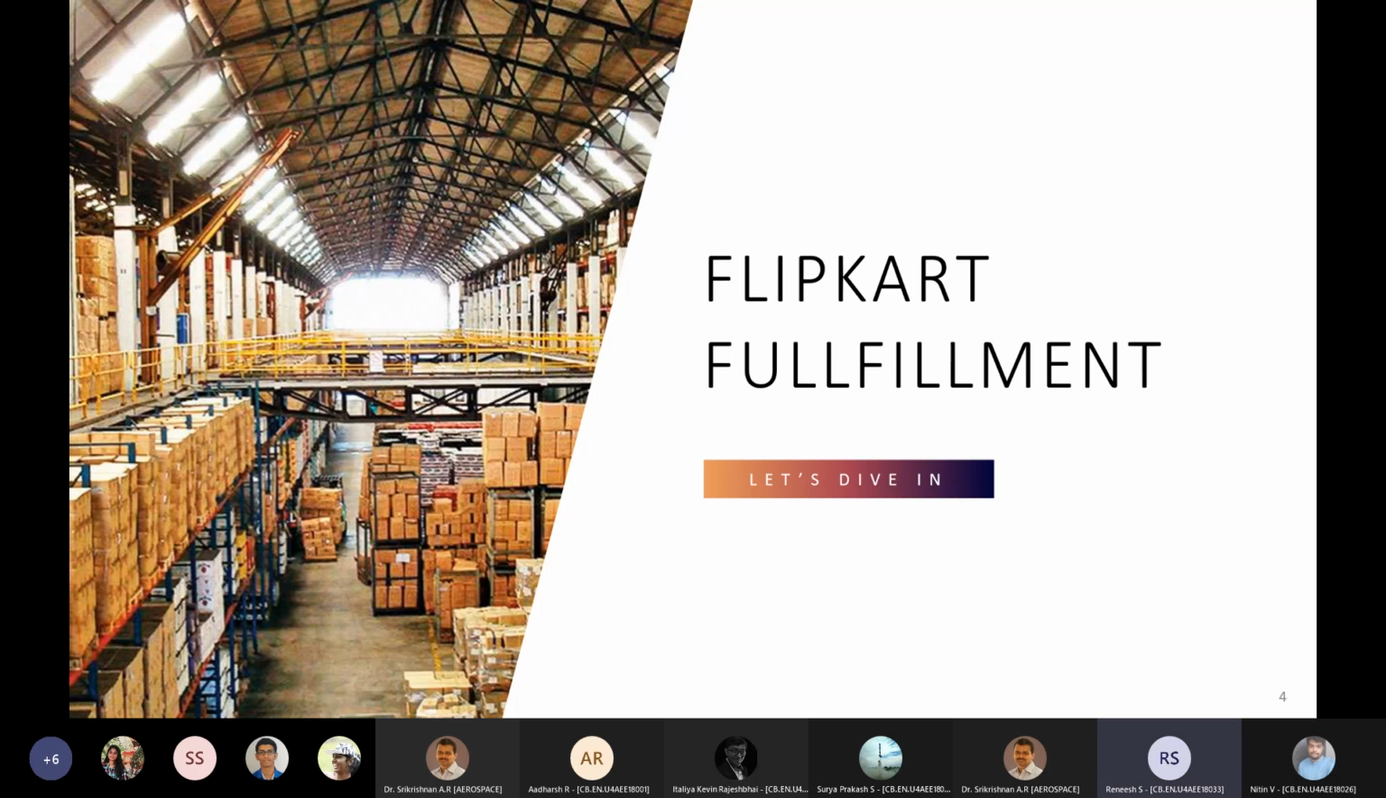So when you actually place an order in Flipkart, the order goes to Flipkart's fulfillment centers. Now we are going to see what these fulfillment centers are and how the order gets placed to Flipkart. Next slide.